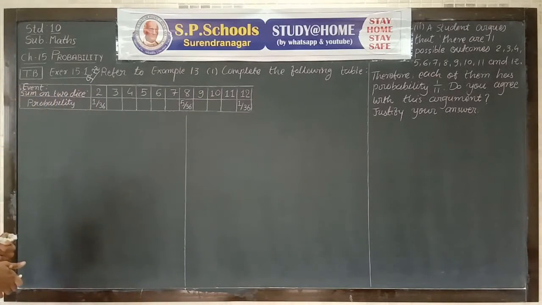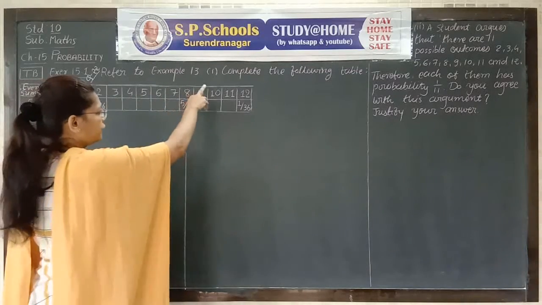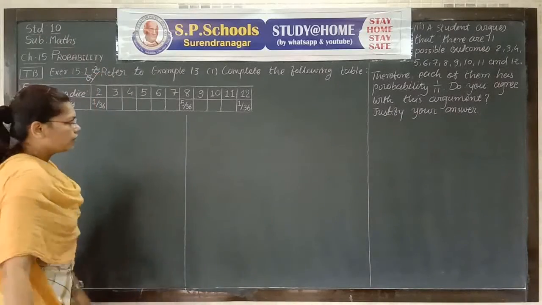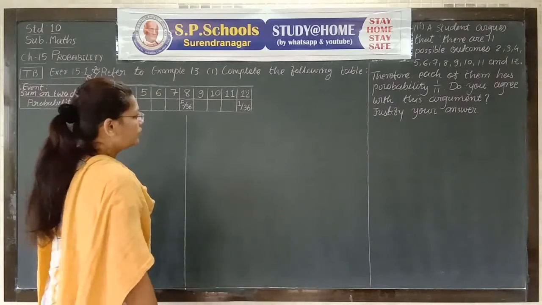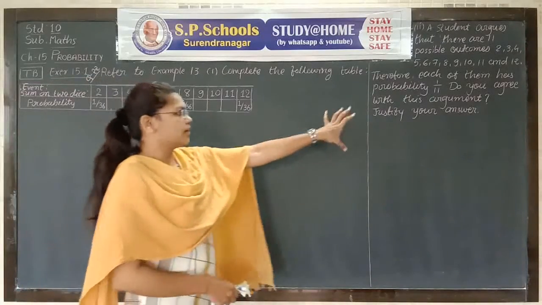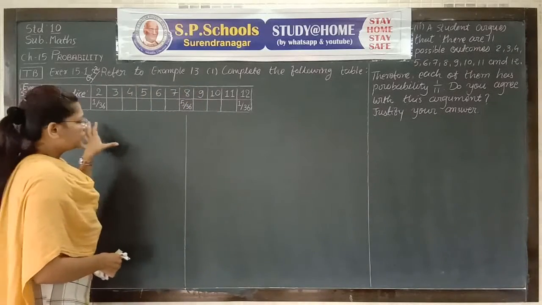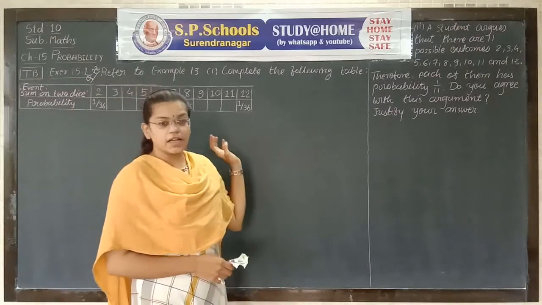See the question first of all. There are two parts in question 22. Refer to Example 13. First, complete the following table. We have to complete this table. And second, one more question is given. First of all, to complete this table, we have to see the question of Example 13.